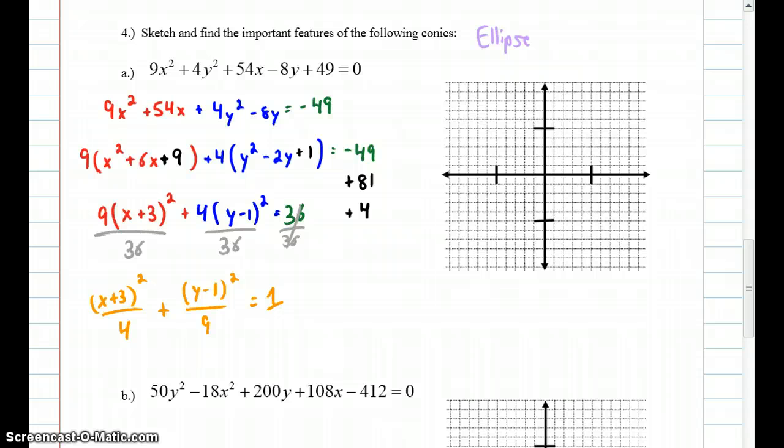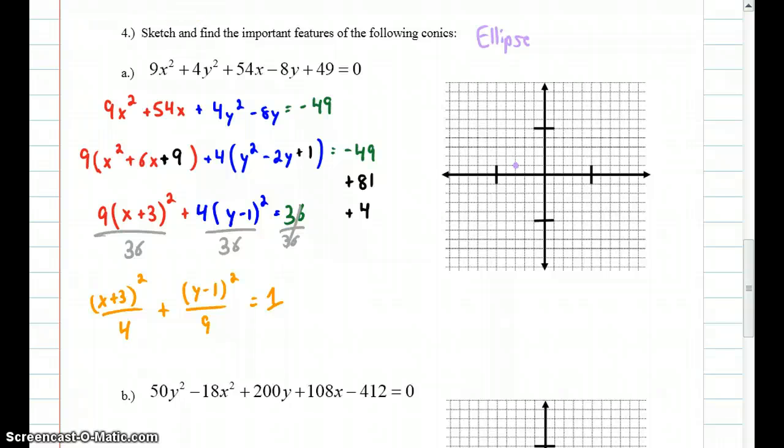Now it's in a form that's nice. So for example, the center of this is going to be at negative 3, comma 1. I know that since it's x plus 3, that means shift 3 to the left, and y minus 1, shift up 1.